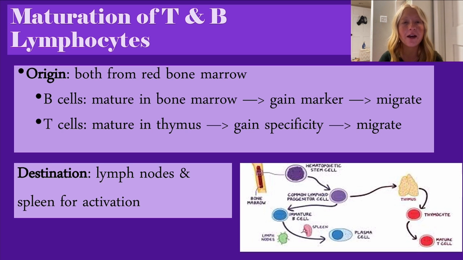Now, maturation of T and B lymphocytes. Both of these develop in the bone marrow, but B cells mature there and gain surface markers, and then they will move to secondary lymphatic organs like the spleen or the lymph nodes. T cells are different because they will mature in the thymus, and then they gain antigen specificity, and each T cell will become able to recognize one specific antigen. Once they mature, they'll migrate to secondary lymphoid organs for activation, and this maturation process makes sure they're fully functional before they enter the adaptive immune system.